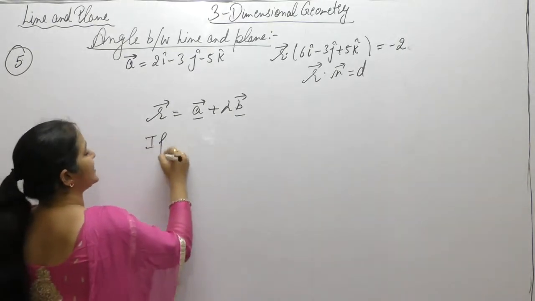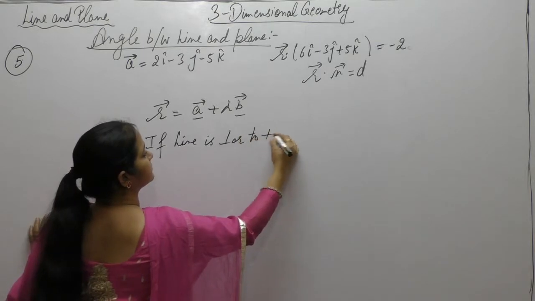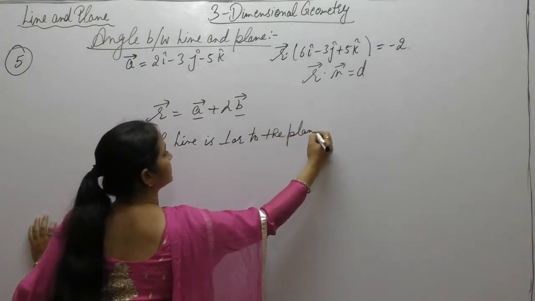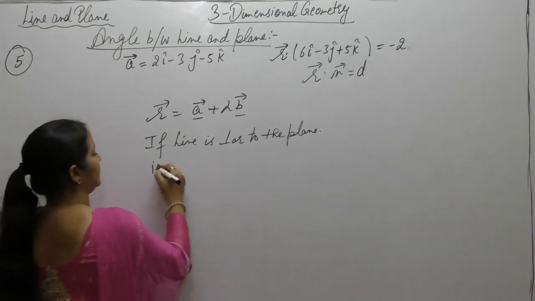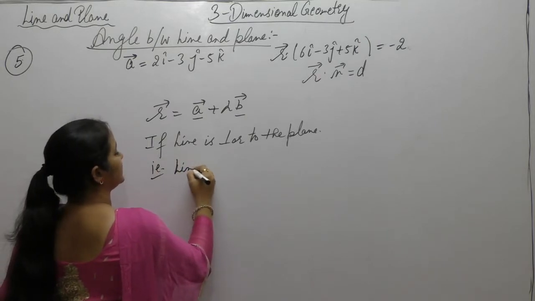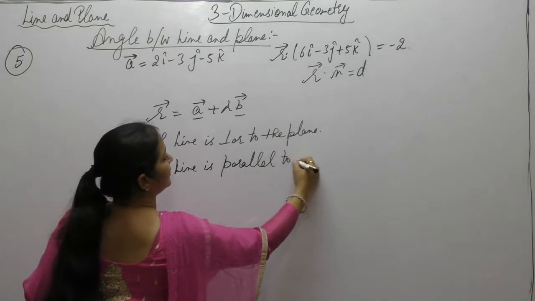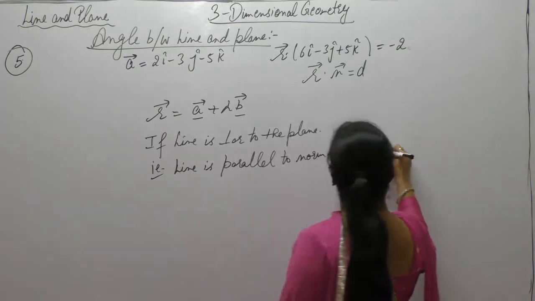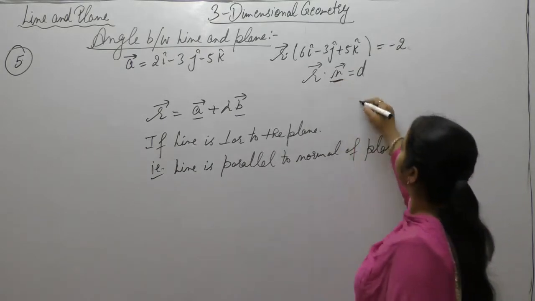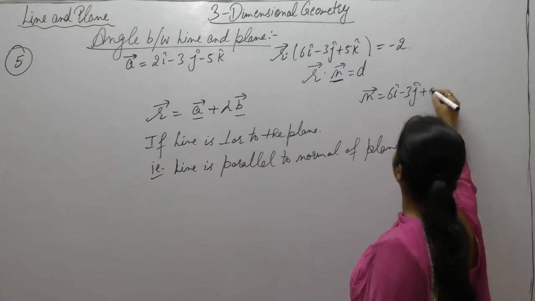Now if line is perpendicular to the plane, that means it is parallel to its normal, that is line is parallel to the normal of plane. Normal of plane means n vector. What is the value of n vector? 6i minus 3j plus 5k.